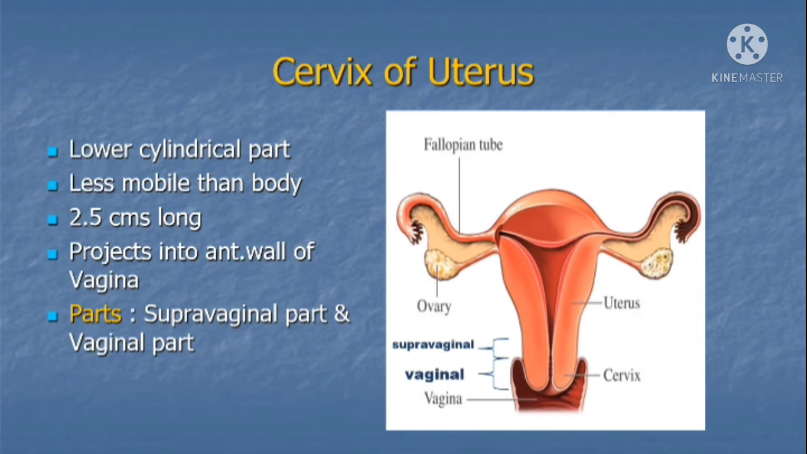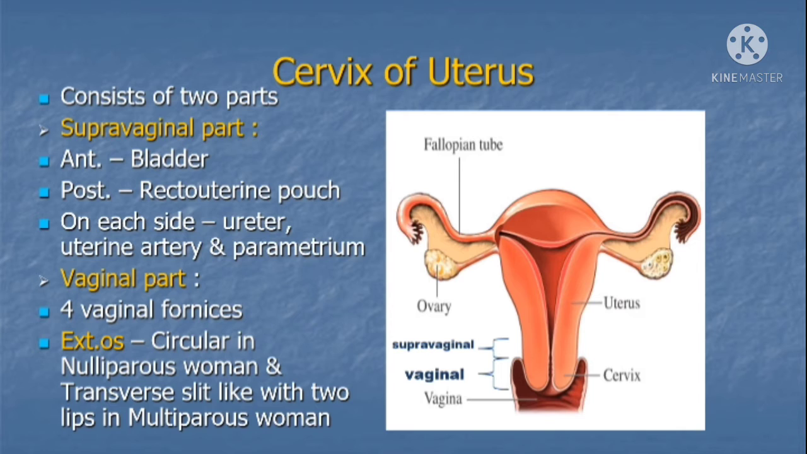Coming to the cervix of the uterus, it's a lower cylindrical part, less mobile than the body of the uterus. It has 2.5 cm length and projects into the anterior wall of the vagina. It has two parts, the supravaginal part and the vaginal part. The supravaginal part is anteriorly related to the bladder. Posteriorly, it forms the recto-uterine pouch. On either side, it is related to the ureter, uterine artery and parametrium.